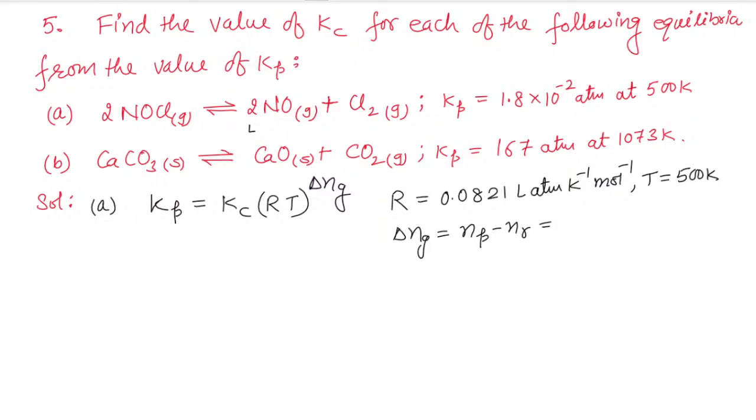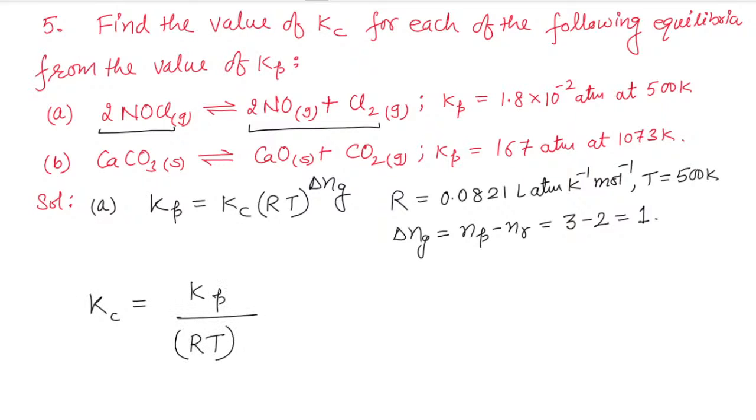So for the product, total moles are 3, 2 NO gas and 1 Cl2 gas, minus in case of reactants it is 2. So delta Ng for the said reaction is 1. Okay, so just put the value. So from the relation, Kc is equal to Kp divided by RT raised to power delta Ng.